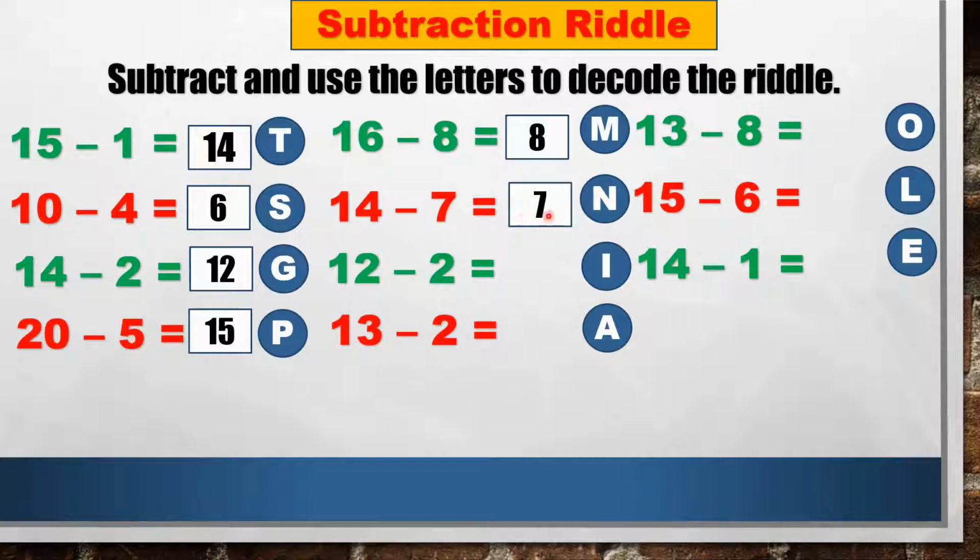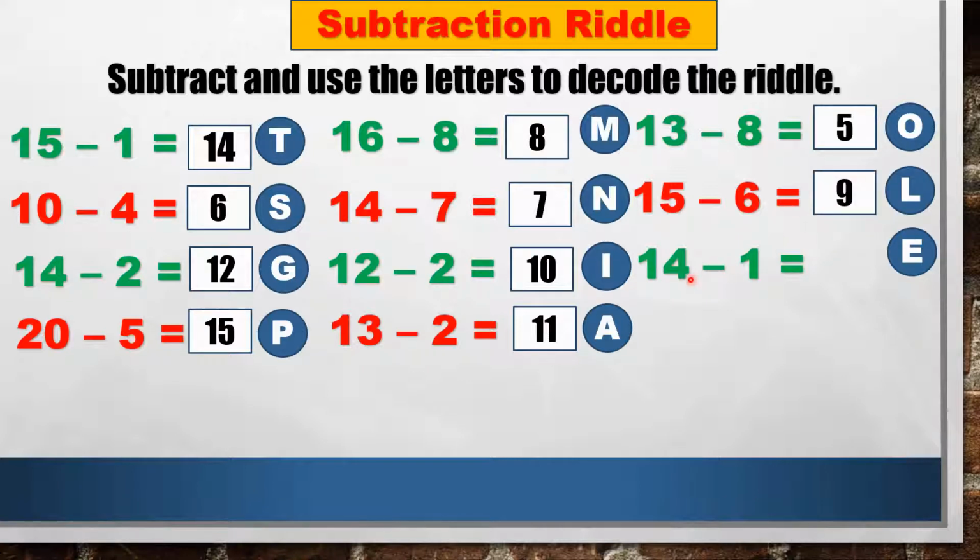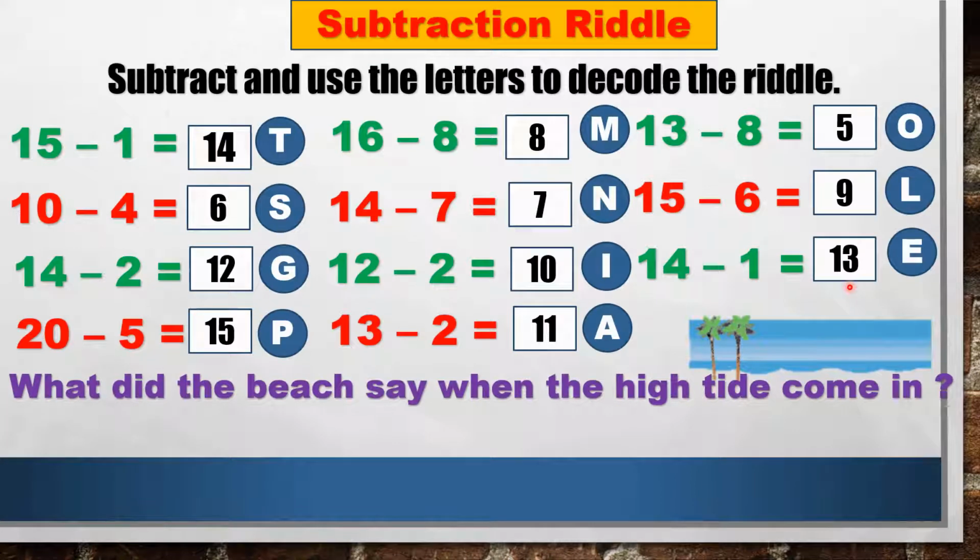12 minus 2 is equal to 10. 13 minus 2 is equal to 11. 13 minus 8 is equal to 5. 15 minus 6 is equal to 9. 14 minus 1 is equal to 13. So now the question: what did the beach say when the high tide came in?